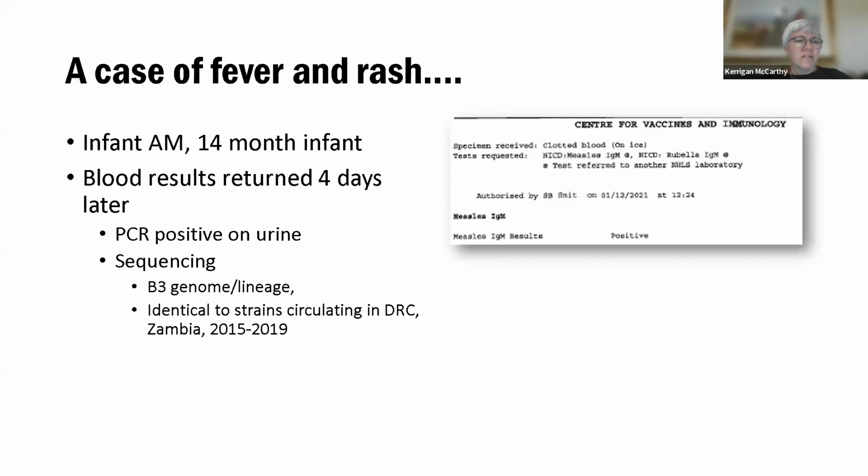When we sequenced this patient's measles virus, we found that it was the B3 genome or lineage, and it was identical to the strains that are currently circulating in the DRC and in Zambia. And their travel history, of course, suggested that the infection had been acquired there.